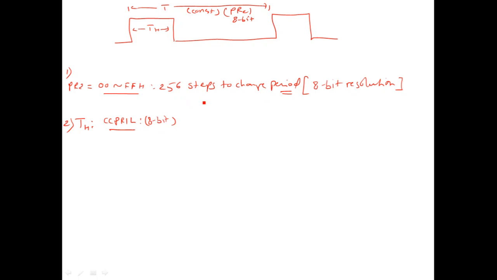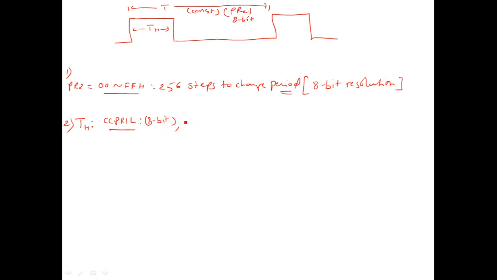But sometimes that resolution is not sufficient. Many times you need more resolution. You want to adjust TH more accurately, maybe in smaller steps, because duty cycle will actually decide the speed of the motor. We have seen that. And if you want to change the speed of the motor with a better resolution, then these 256 steps may not be sufficient. So for that, what they have done is like this.